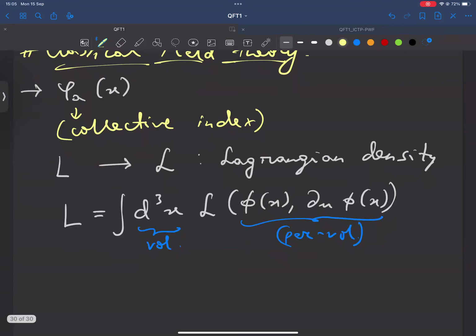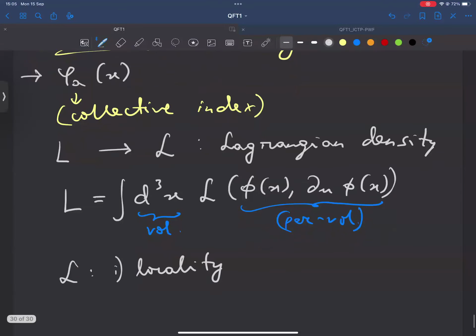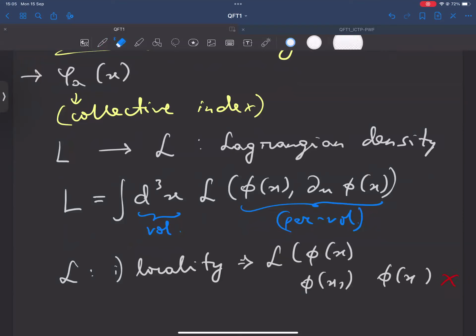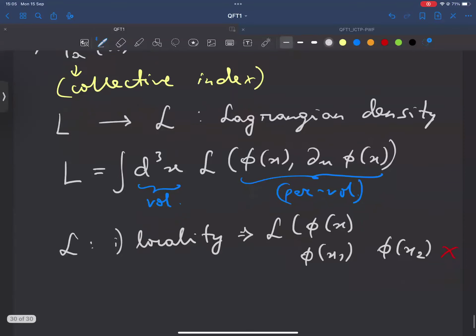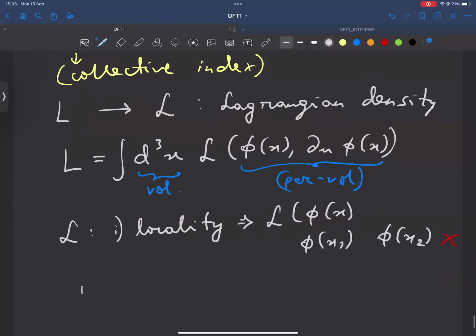Now, one important thing about this L that we will look at is, first of all, as we had argued, that we will be looking at the principle of locality very closely because it's a very important concept. So locality would mean that L can only be functions of phi x. It cannot involve functions like phi x1 and phi x2 at two separate points. Okay, this is forbidden by assuming locality.